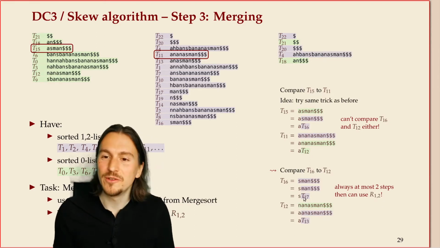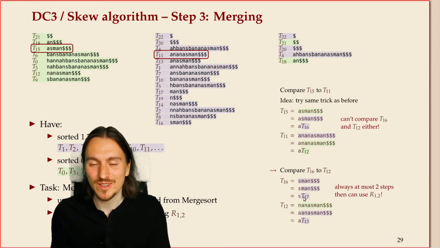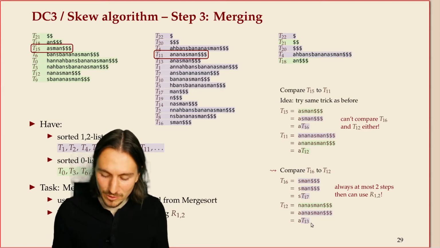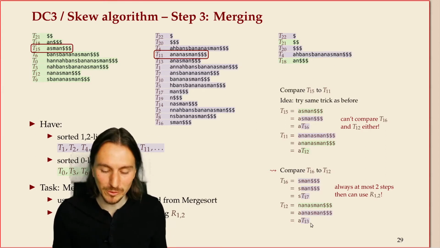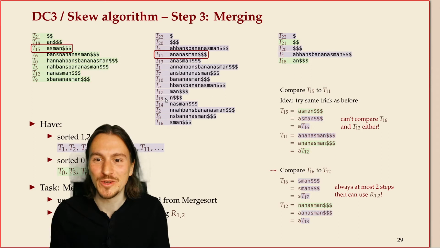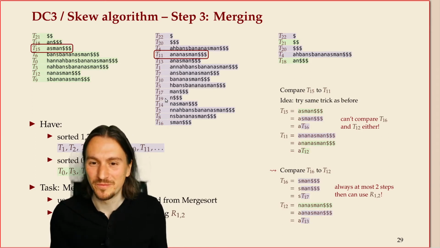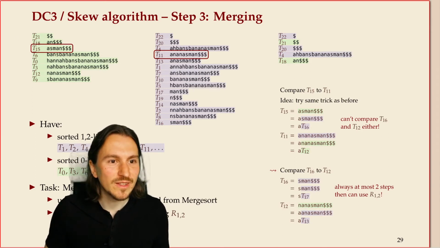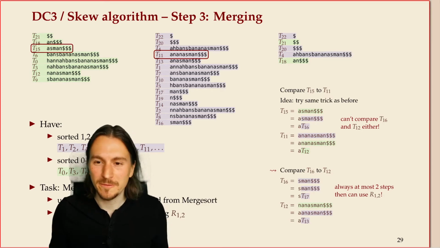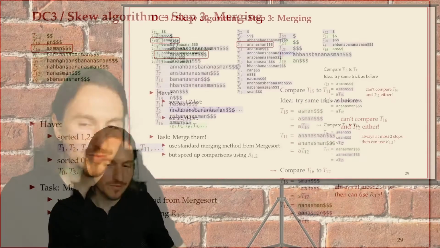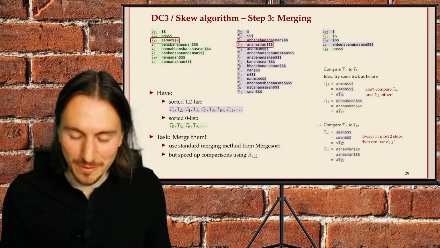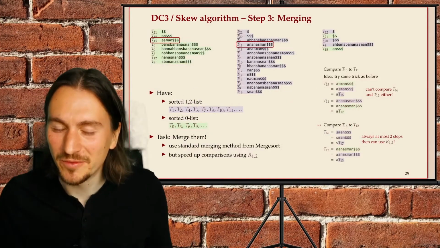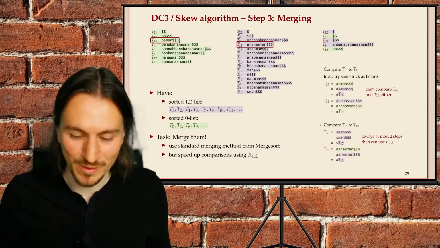And then you end up in a situation where you have 2 blue suffixes whose ranks you know, so you can compare them. Okay? That's the key step for the merging. So let me know if this step is clear now. If you have questions, as always, put them in the Q&A.